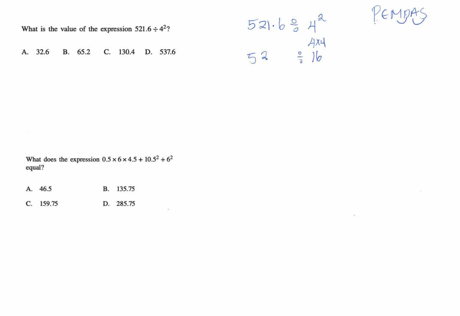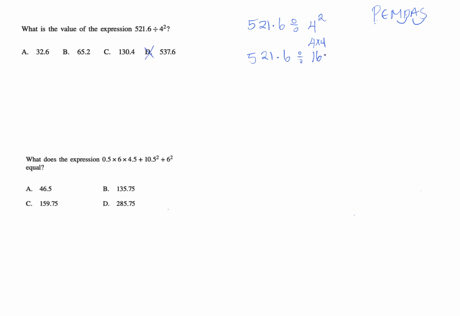I'm taking 521.6 and dividing it by 16. So I'm on the test and I'm like, okay, I'm dividing. So I take a glance at my answer choices. And if you're dividing, you ask yourself, will your answer get bigger or smaller? Well, if you're dividing, your answer should get smaller. So it can't be D.